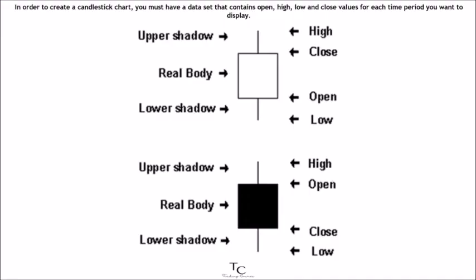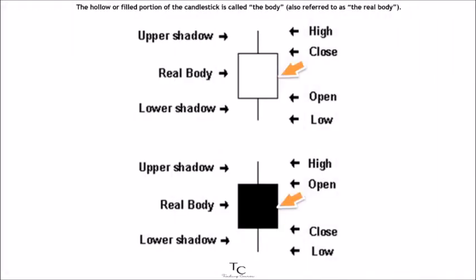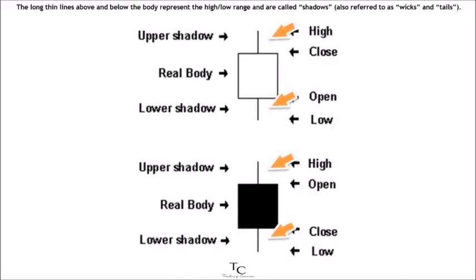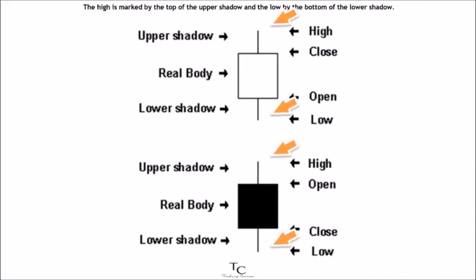In order to create a candlestick chart, you must have a data set that contains open, high, low and close values for each time period you want to display. The hollow or filled portion of the candlestick is called the body, also referred to as the real body. The long thin lines above and below the body represent the high-low range and are called shadows, also referred to as wicks and tails. The high is marked by the top of the upper shadow and the low by the bottom of the lower shadow.